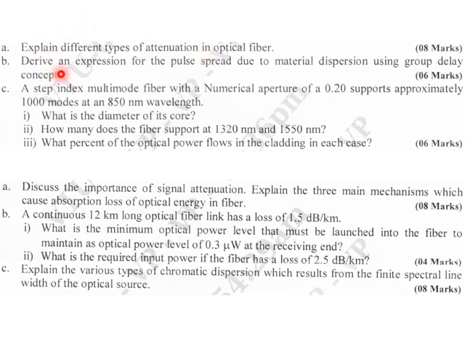The second question here is: derive an expression for the pulse spread due to the material dispersion using group delay. The graph under chromatic dispersion, or sorry, material dispersion, which comes under material chromatic dispersion, where we take the graphs which are overlapping. Along with that graph, the equation for the material dispersion pulse spread, T spread, we have to derive here. Along with that the particular diagram also we can take.